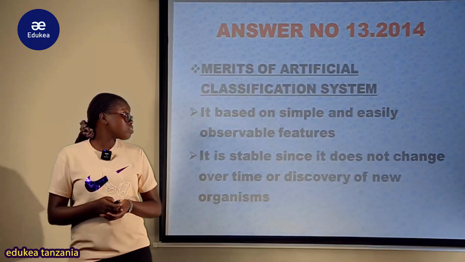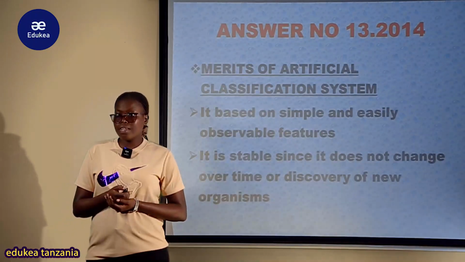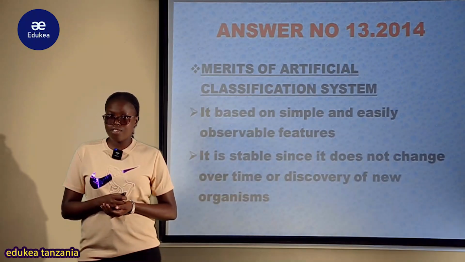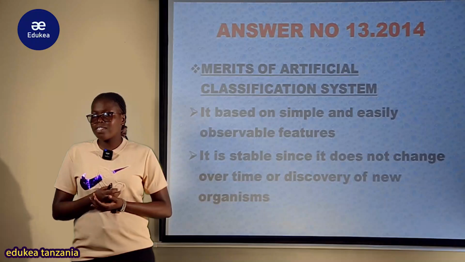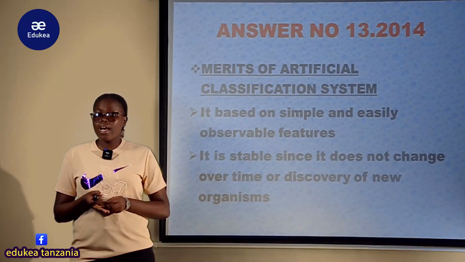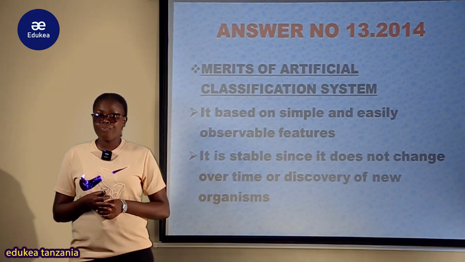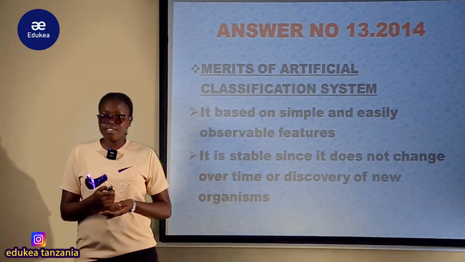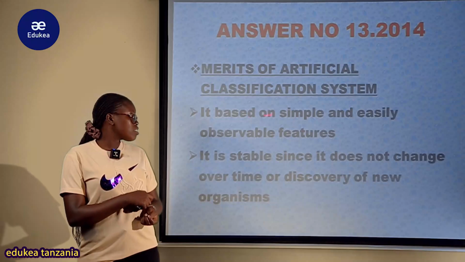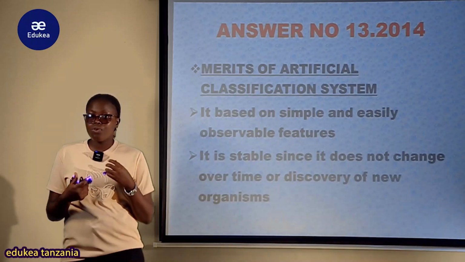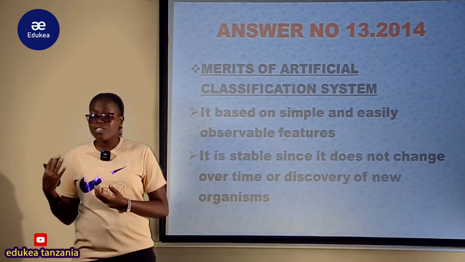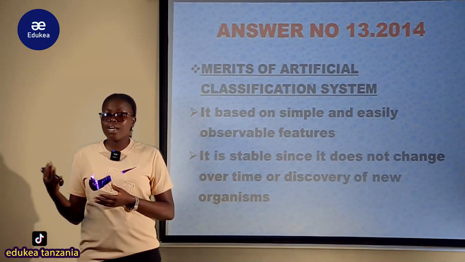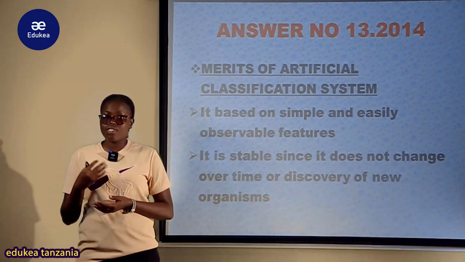Now, the question is for you to state two merits of the artificial classification system. After seeing the definition, now you can give us the merits of the artificial classification system. Shortly, the artificial classification system is based on simple and easily observable features. They use features which are very simple to identify and can be seen by every person. So any person can perform classification by the use of this artificial system.